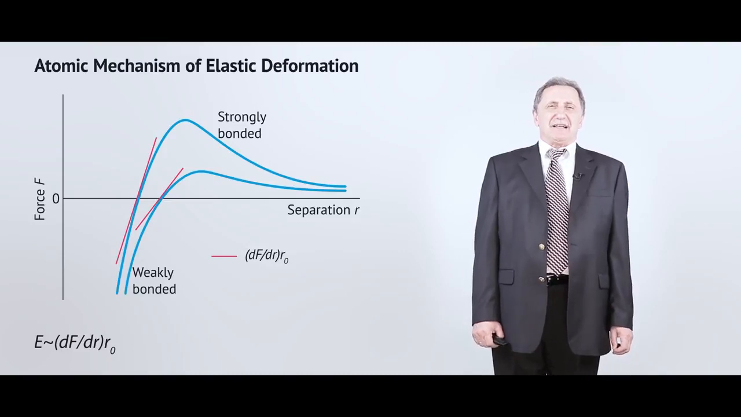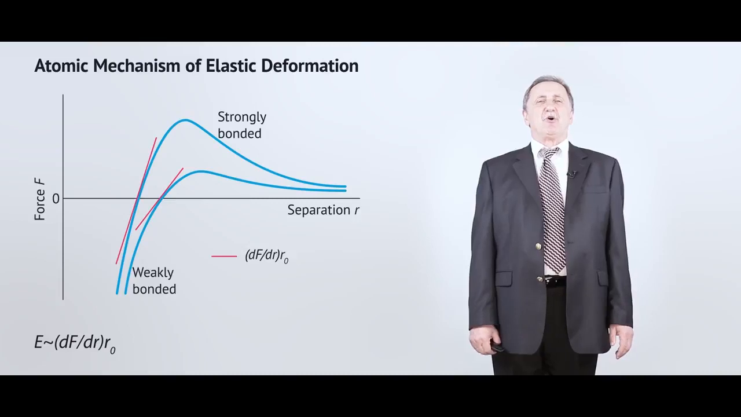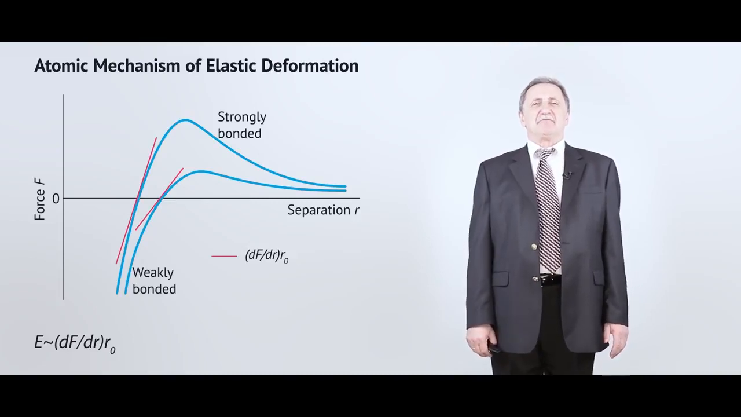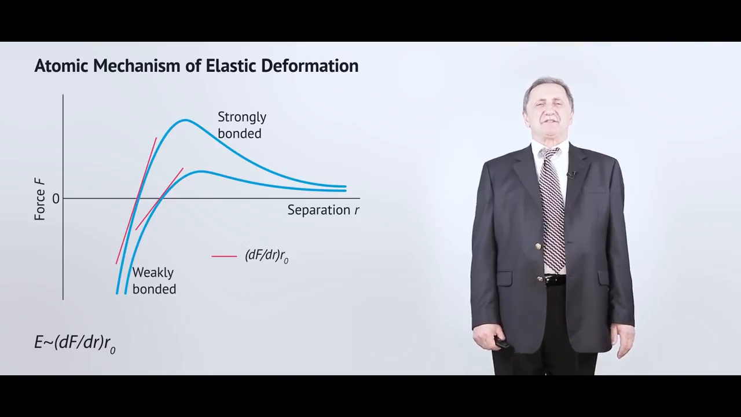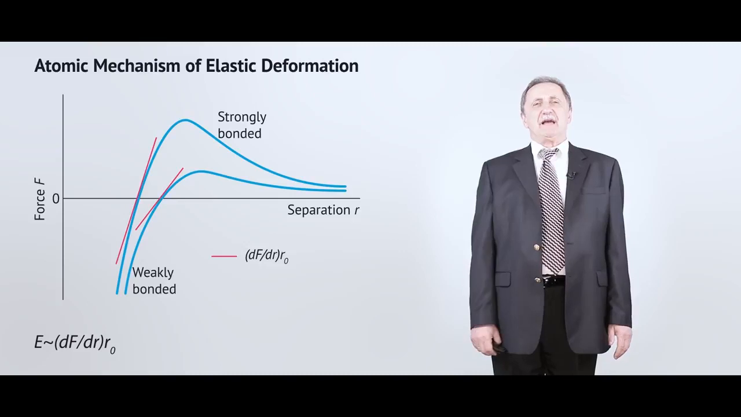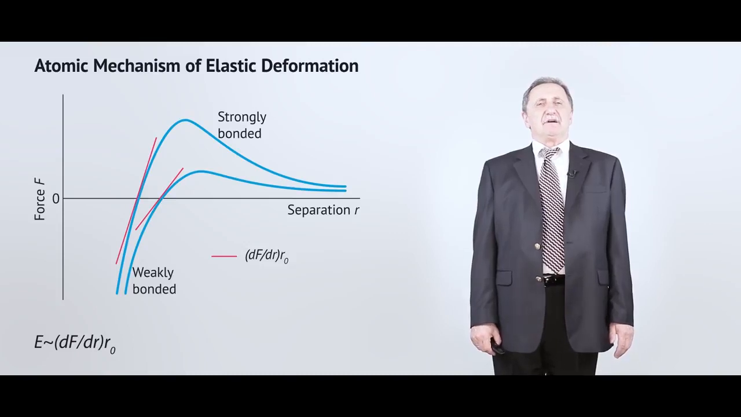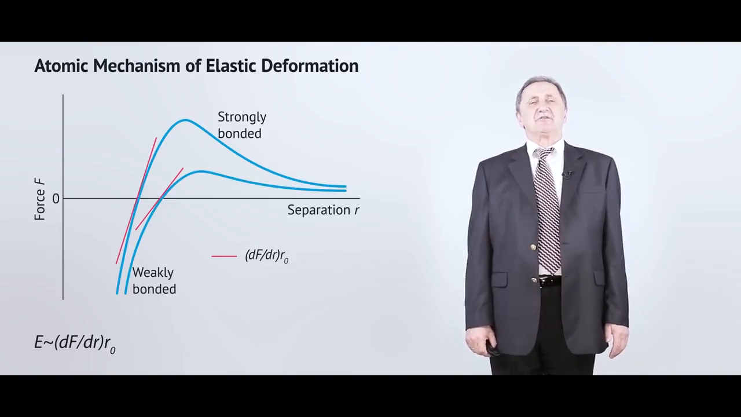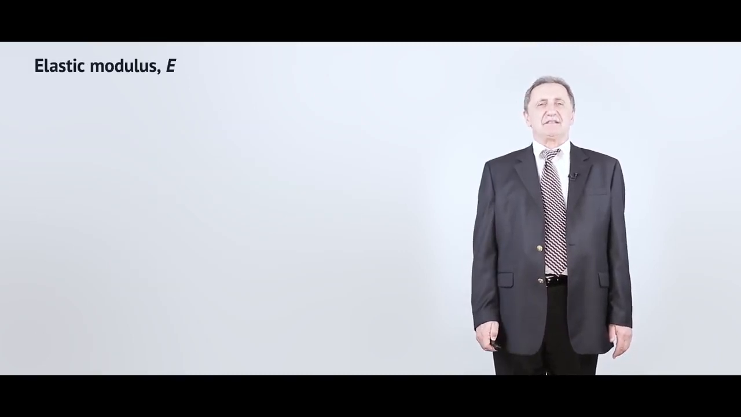In some sense, you can understand that the elastic modulus, which is responsible for the elastic behavior of the material, will be proportional to the stiffness of the atomic bonds. In mathematical terms, it will be proportional to the first derivative at the point R equals R0 of these characteristic force-distance curves. And this you can see on this slide.